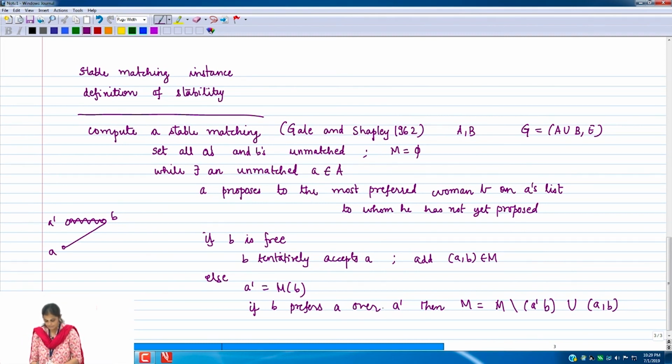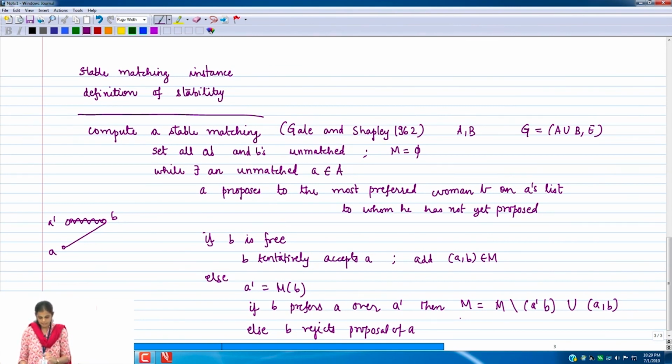Else if B prefers A prime over A, we don't do anything and A remains unmatched. That is, A will now move its pointer from B to the next person to whom it has to propose. It is as good as B has rejected the proposal of A. Else B rejects the proposal of A and moves forward. There is a pointer that we are maintaining. So this algorithm is what we will run, and this is called the Gale and Shapley algorithm.